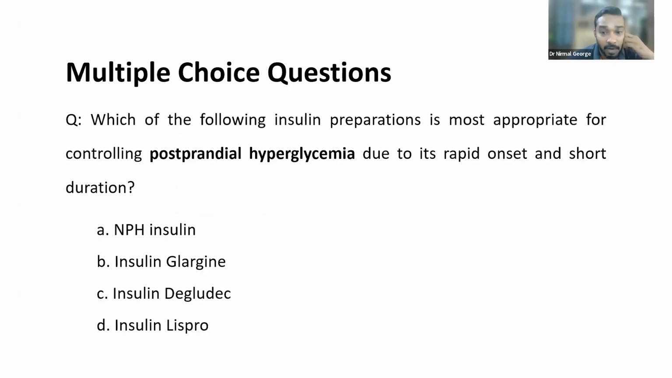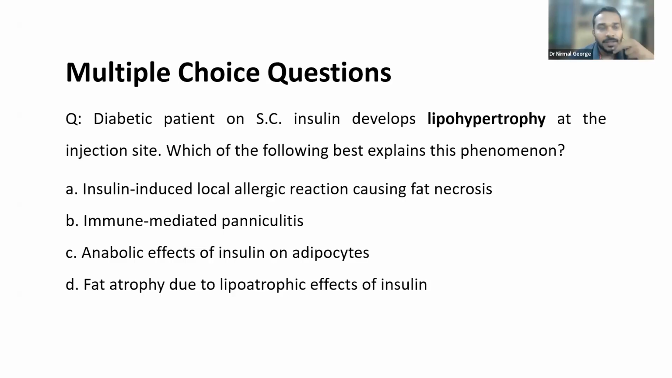So next question: which of the following insulin preparations is most appropriate for controlling postprandial hyperglycemia due to its rapid onset and short duration of action? NPH insulin, insulin glargine, insulin degludec, and insulin lispro. What you have to understand is that for controlling postprandial hyperglycemia, we need short-acting insulin. NPH insulin, insulin glargine, insulin degludec are long-acting insulins. Insulin lispro is the short-acting one among these. So insulin lispro would be the ideal option.